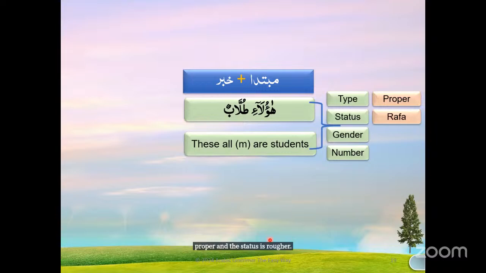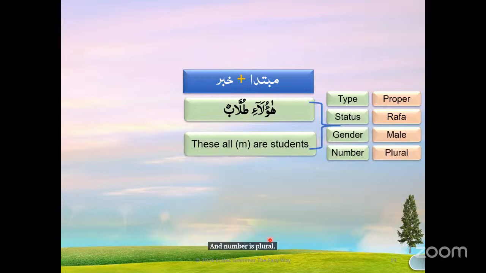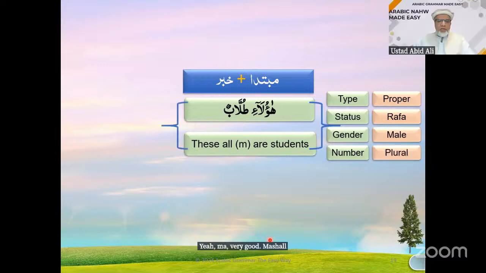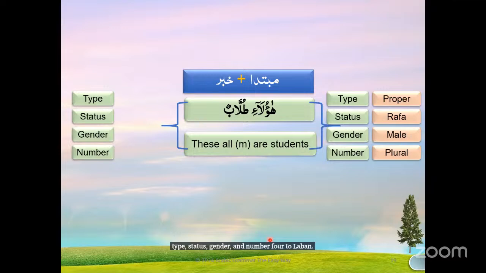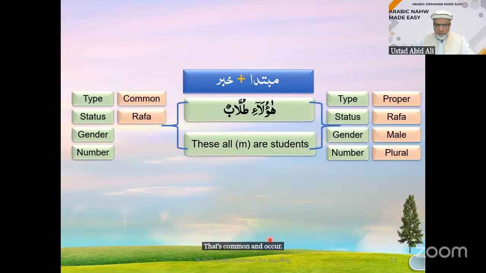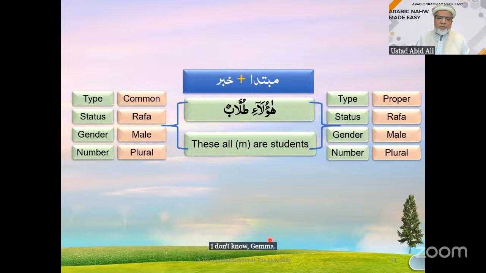Rafa. And gender, Muzakkar, male, okay. And number is plural, Jama. Jama, very good. MashaAllah. Okay, and what is the type, status, gender, and number for Tulabun? That's common and nakira. The status, Rafa. Male and plural. Plural. Now, do you see the recipe for a nominal sentence matching over here?